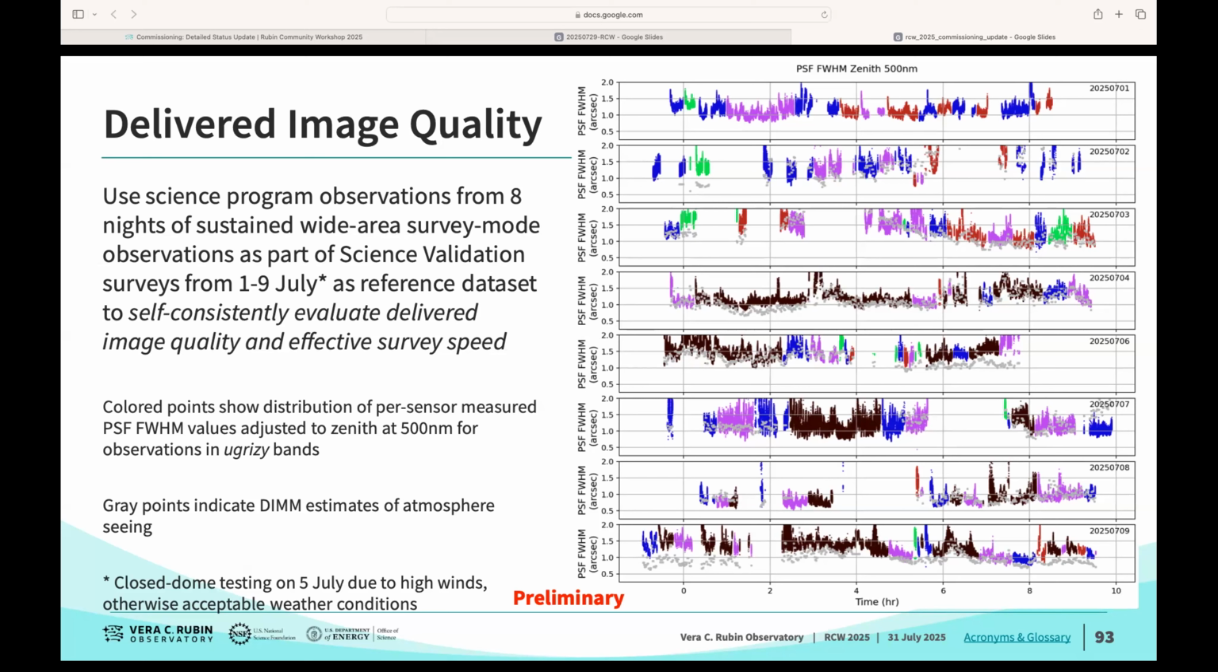What you can see here is color coding of the PSF full width half max that's been adjusted to zenith at 500 nanometers. And then the gray dots represent estimates of the atmosphere seeing coming from our permanent DIMM. And so you can see there are many nights where we're tracking the atmosphere image quality, but there's also deviations. You can see that there's a spread on any given night and sometimes even within individual visits.